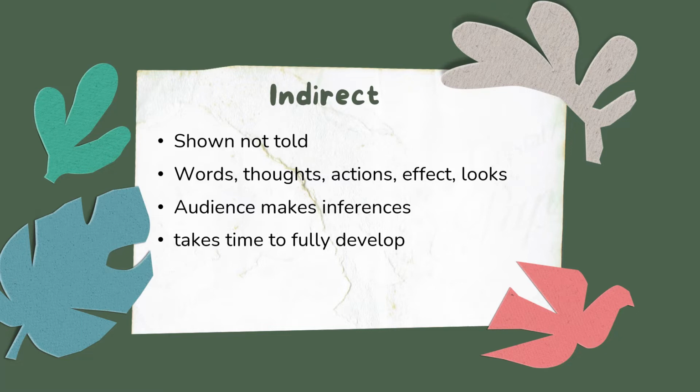Authors oftentimes will also use indirect characterization. They're going to show us things. The key with indirect characterization is you often have to make inferences. It is not directly stated. And remember, when you make an inference, you're kind of reading between the lines.